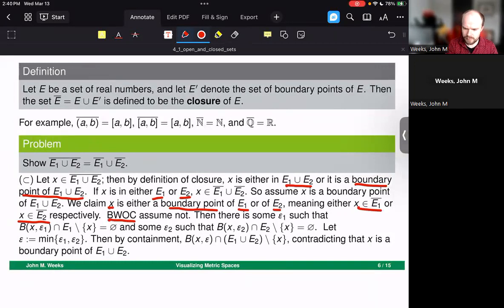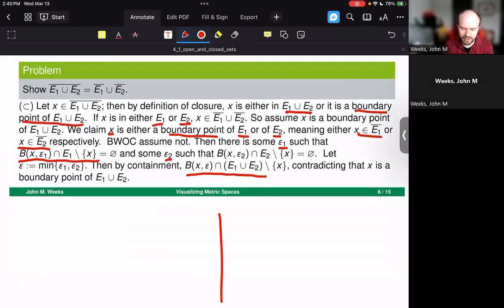Well, there is going to be some epsilon 1 such that the ball around X of epsilon 1 intersected with E sub 1 only intersects at the point X. It does not intersect anywhere else. And similarly, we should get some epsilon 2 so that it does not intersect with E2. Well, we're just going to take epsilon to be the minimum of those two values. And by a containment argument, we can say that the ball of radius epsilon cannot intersect E1 or E2 at all except at the point X, the center of this ball.